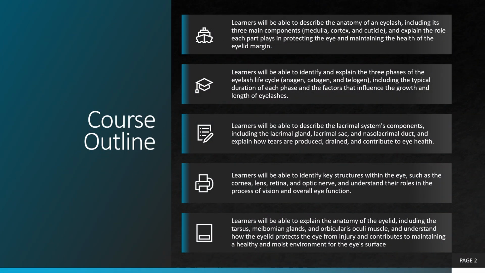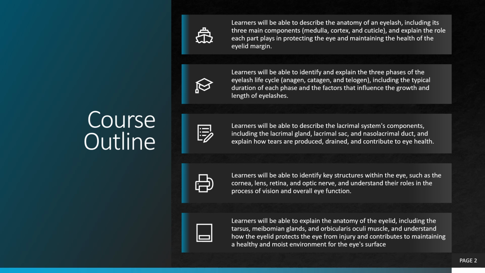By the end of this lesson, learners will have a comprehensive understanding of several key aspects of eye anatomy and function. They'll be able to describe the structure of eyelashes, including the three main components, the medulla, cortex and cuticle, and understand the role each plays in protecting the eye and maintaining the health of the eyelid margin. Additionally, learners will gain insight into the life cycle of eyelashes, being able to identify and explain the anagen, catagen and telogen phases, including how long each phase typically lasts and what factors influence eyelash growth and length.